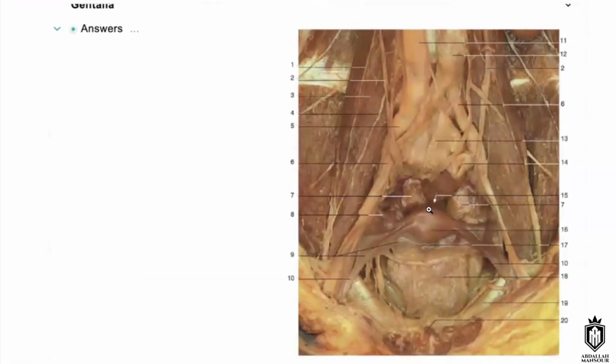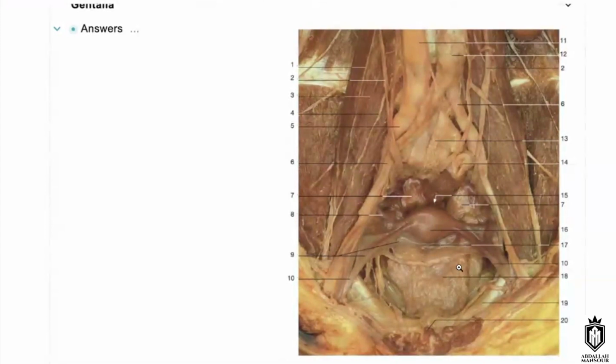What is number 16? Wait, is that the uterus? Yeah, that's the uterus. And what is number 15 then? Number 15, bladder. Is it the bladder? No, I think that's the rectouterine pouch, or Douglas pouch, yeah.